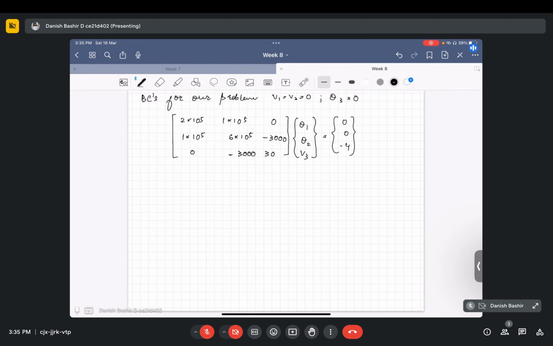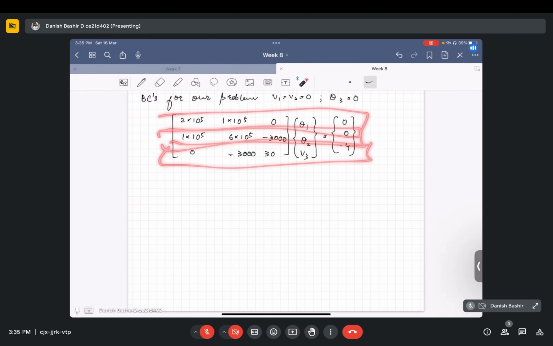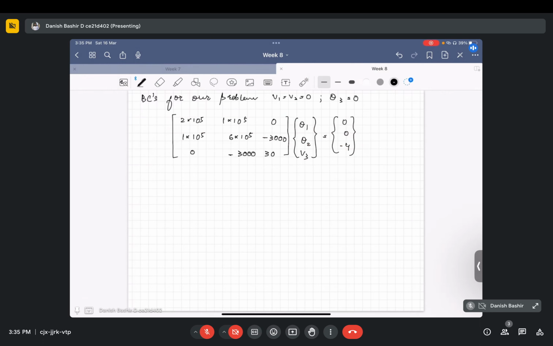So when we solve this system, we have three equations and three unknowns. We will easily get theta 1 equal to 0.0008 radians, theta 2 equal to negative 0.0016 radians, and the vertical displacement v3 equal to minus 0.293 mm. These are the required values.